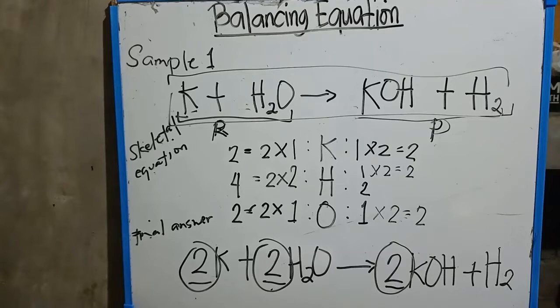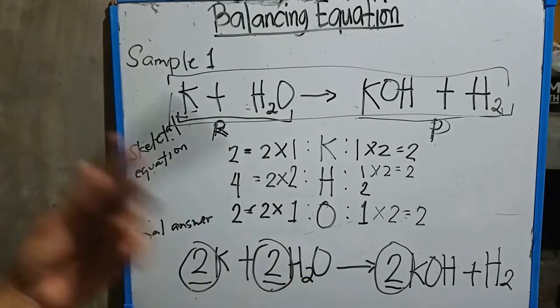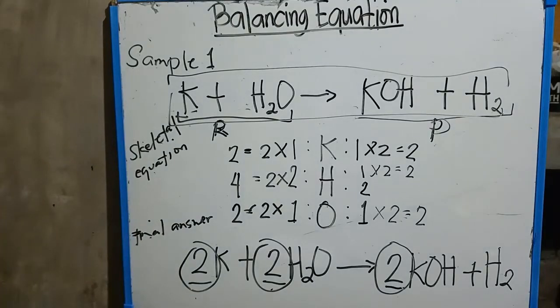So 2 is the lowest number to be used in order to balance the equation. Ma'am, what if I used 4 and it still balances? Is it considered? No, it is not considered, because one of the rules is to use the lowest number to balance the skeletal equation. So the accepted answer is this one. If you used 16 and it still balances, it is already wrong, because the lowest number is what can balance our skeletal equation.